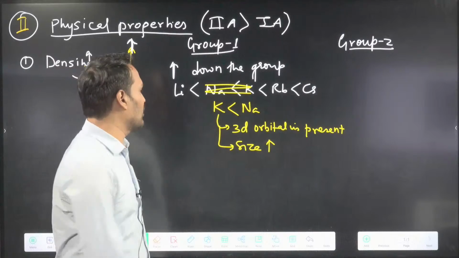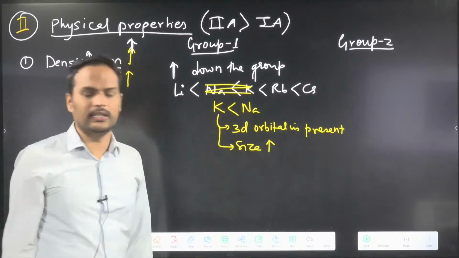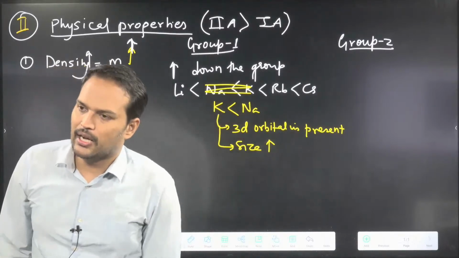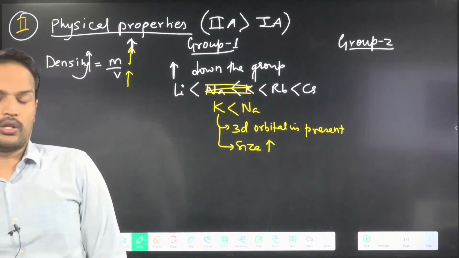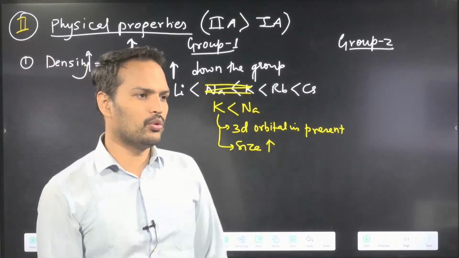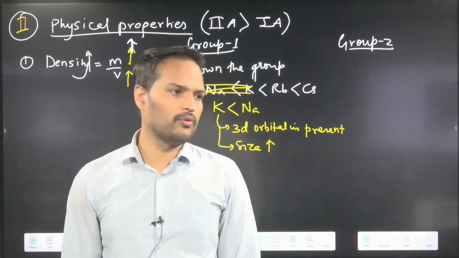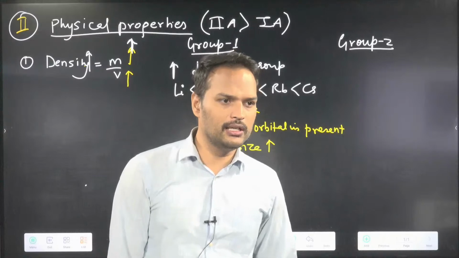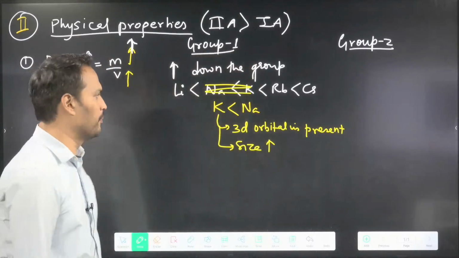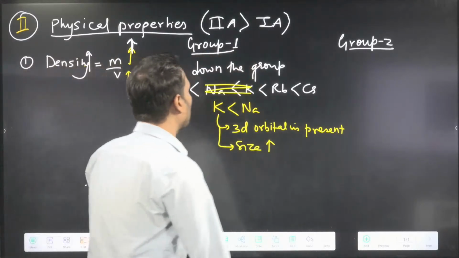Everyone should remember this, it is very important: density increases down the group, but tell me, which one is less than sodium? Potassium is less than sodium. What will you say? Potassium is less than sodium. Is it clear? Now come to the next part.